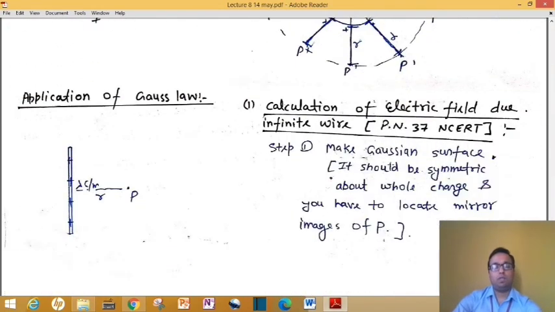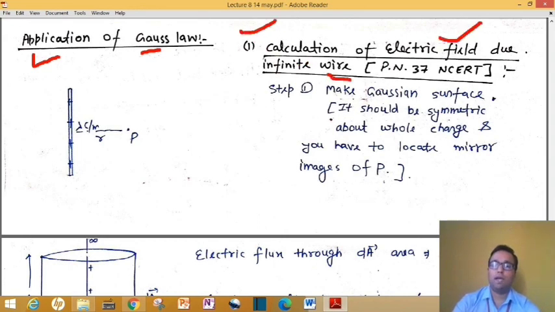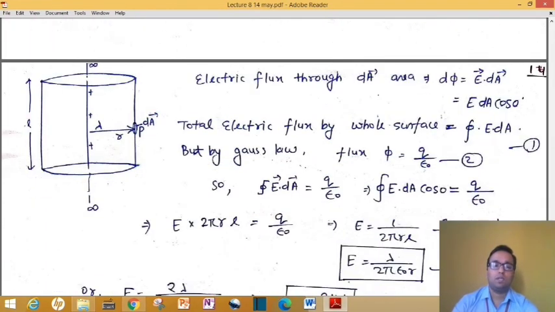Now let me tell you one thing. In some time I will tell you the derivation, the application of Gauss law. Basically two topics are in our syllabus. First is the calculation of electric field due to an infinite wire, on page number 37 of NCERT. There you have to calculate electric field at a point P due to this infinite rod, and for that you make a Gaussian surface, which comes out to be cylindrical in shape. For a line charge it is cylindrical.